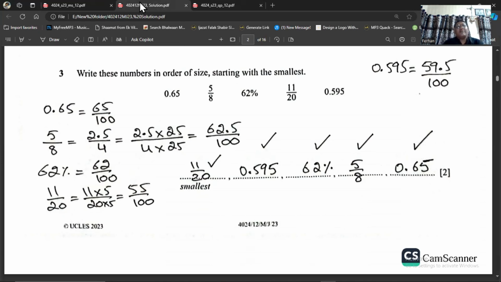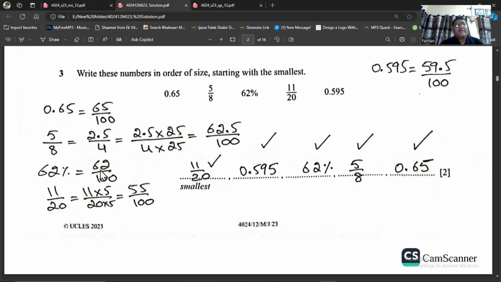0.65, that is 65 by 100. 5 by 8, if you multiply numerator and denominator by 25, you will have 62.5 divided by 100. And then 62% means 62 by 100. 11 by 20, multiply numerator and denominator both by 5, you get 55 by 100. So now the smallest one will be 11 by 20.